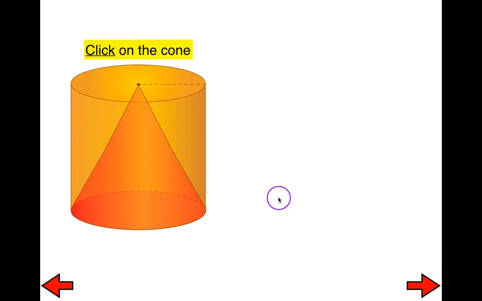Now, let's take a look at a cone. Before we go ahead and talk about the volume, the formula for the volume of a cone, let's take a look at this quick video.